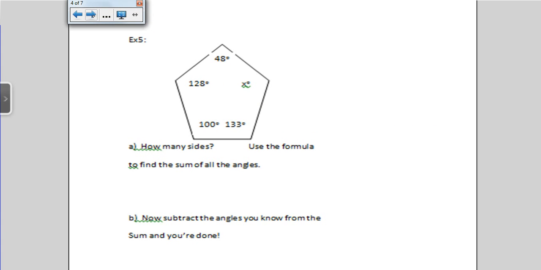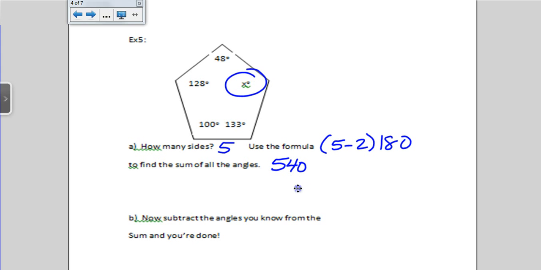The next example, this time we have 1, 2, 3, 4, 5 sides. So we have a pentagon, a 5-sided figure, and using our formula it's 5 minus 2 times 180. And when I figure that out, that comes up to 540 degrees. So same idea. We're just looking for the missing angle, so add up all the angles you do know, which is 409, and take it away from 540. And that leaves you with 131 degrees.